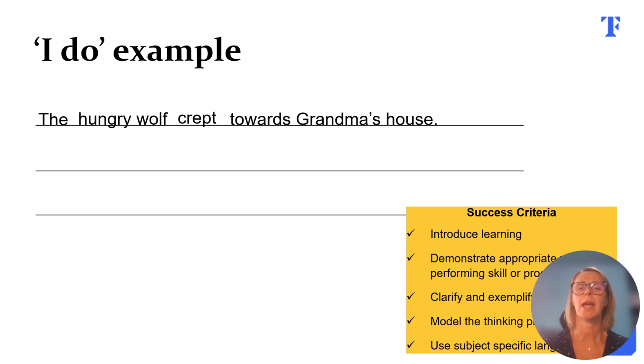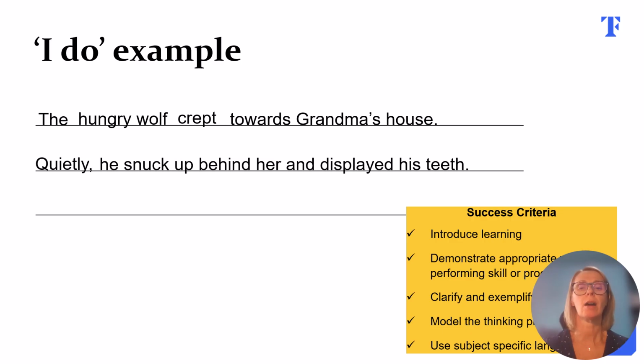Now I want to start my next sentence, maybe with an adverb. Okay. Quietly, he snuck up behind her and displayed his teeth. Okay, that sentence is missing an adjective. Let's see if I can add one, maybe to describe his teeth. Okay, so I could change that to he displayed his sharp teeth. That's much better. Okay, I'm going to reread this again now to check I'm making sense.